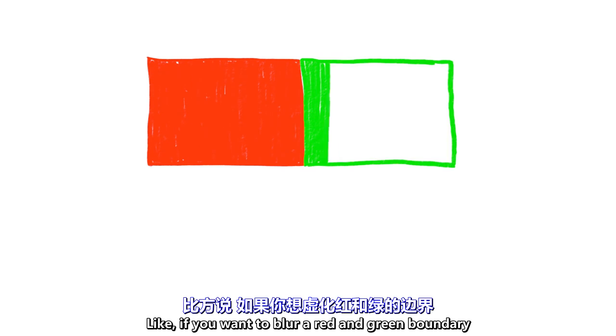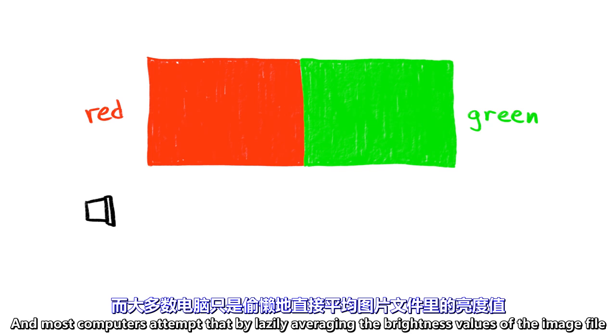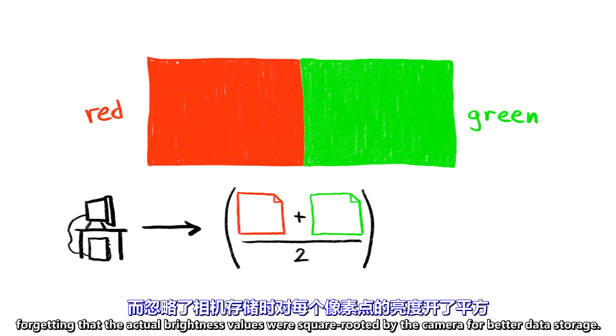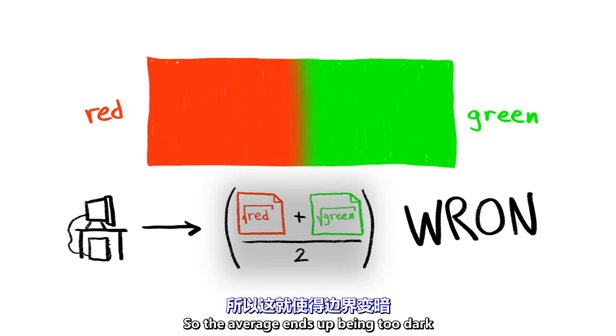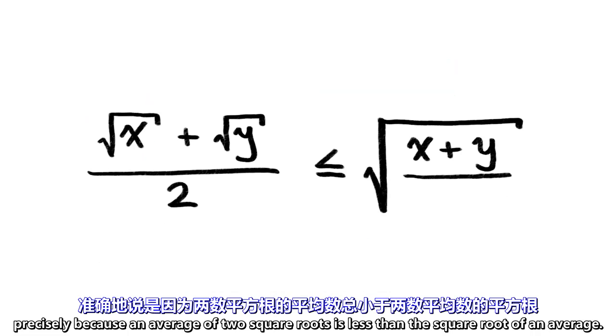Like, if you want to blur a red and green boundary, you'd expect the middle to be half red and half green. And most computers attempt that by lazily averaging the brightness values of the image file, forgetting that the actual brightness values were square rooted by the camera for better data storage. So the average ends up being too dark, precisely because an average of 2 square roots is less than the square root of an average.